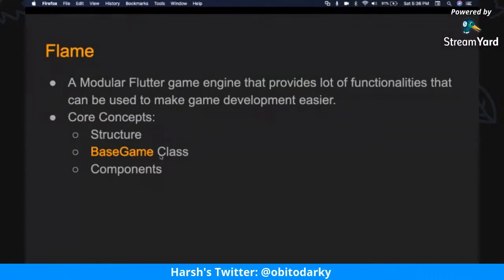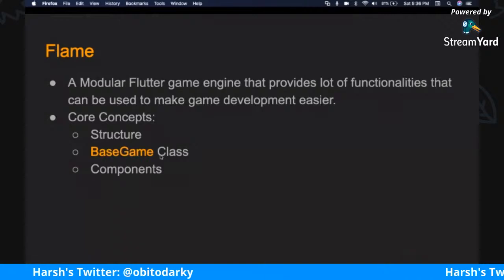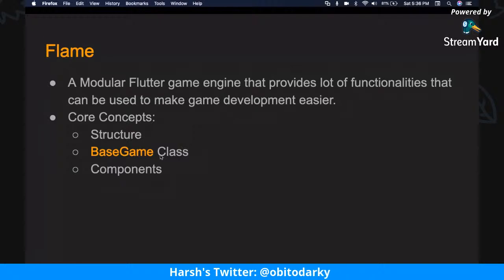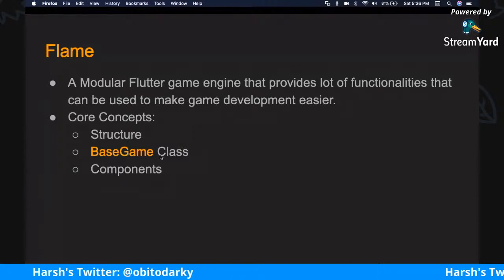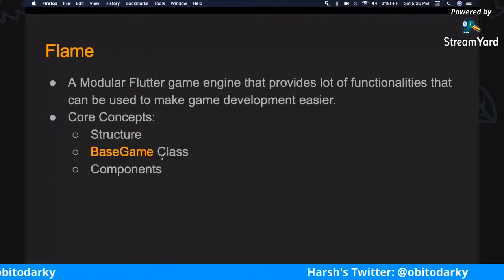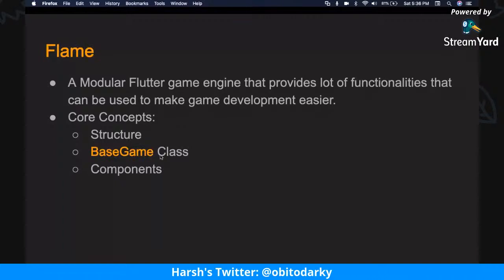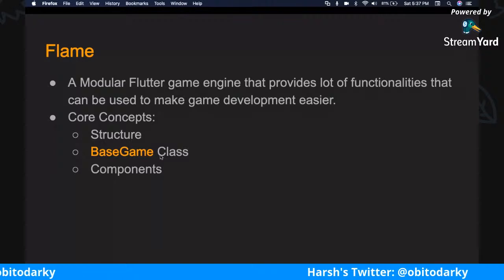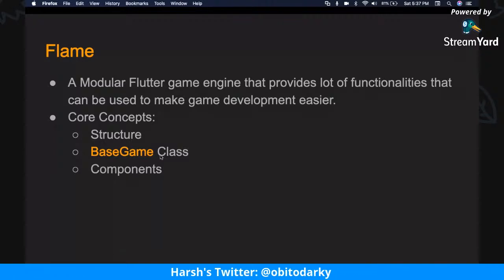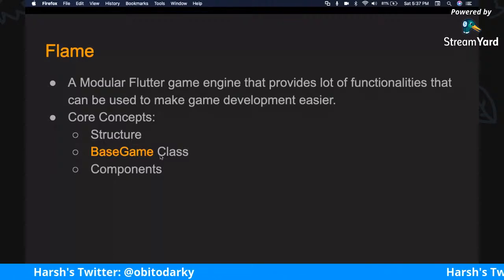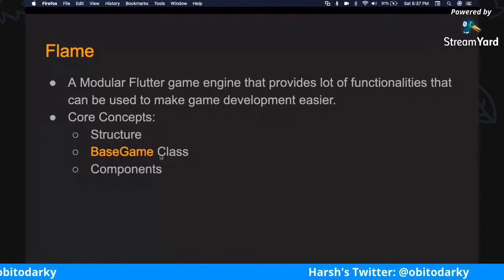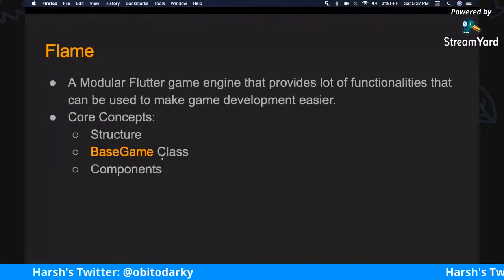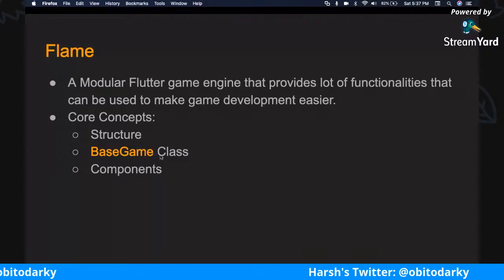So we'll be starting with Flame. I mean, we'll be using Flame for this session, and I believe Flame is probably the best way to develop a game on Flutter. So what exactly is Flame? Flame is a modular Flutter game engine, and it provides a lot of functionalities that help us create games faster and more simply. Like adding animation, or adding these sprites as I showed you, and stuff like that.